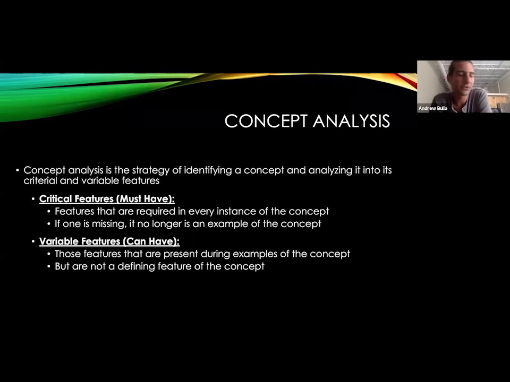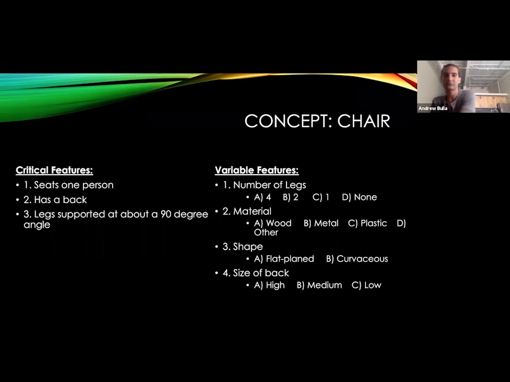Variable features, I want you to think of those as the can-have features, as Joe Layng would say. And those are features that are present during examples of the concept. However, they do not define what the concept is. They have no say on whether or not something is included as an instance of the concept or not. So they vary across instances. What we can do is analyze any concept into its critical and variable features.